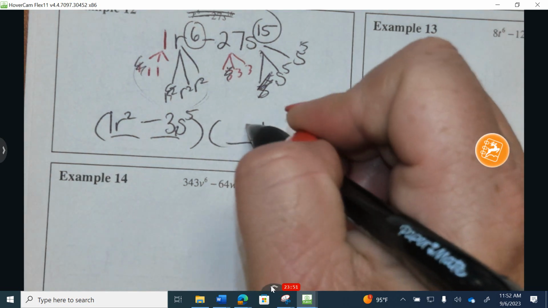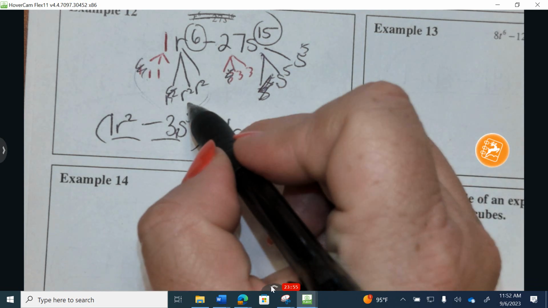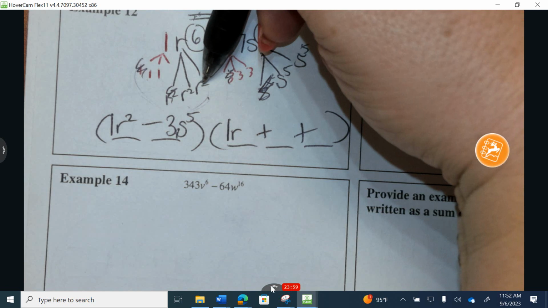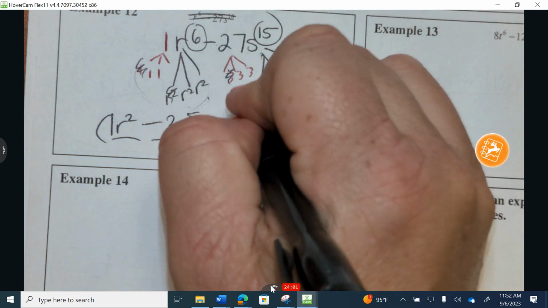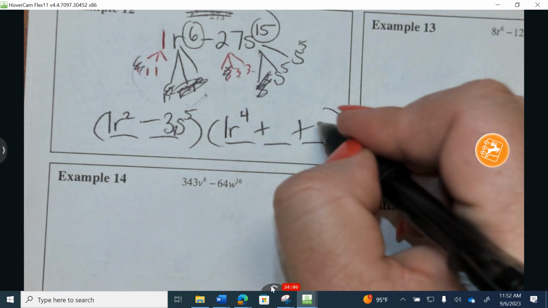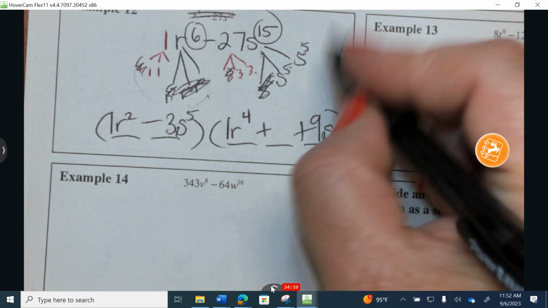Everybody should know right now this is the front. So how do I get the front? 1 times 1 is 1. Here's the tricky part. There's not 2 r's. When you add their exponents, how many r's are there? 4. That's the tricky part. Now in back, 3 times 3 is 9, but there's not 2 s's. How many s's are there? 10.